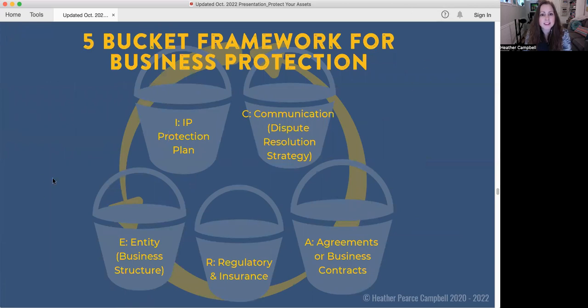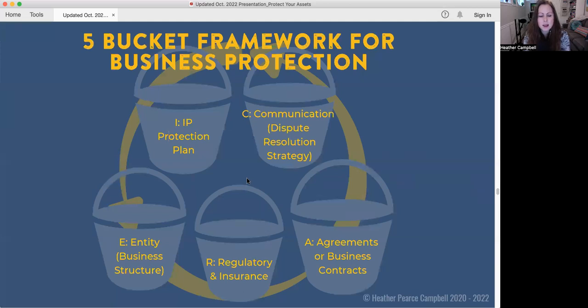So here it is again, the 5-bucket framework for business protection. When you have a legal need in your business, it fits within one of these buckets. Is it an entity issue? Is it a regulatory or insurance issue, right? And I realize insurance is not legal, but it definitely has overlaps, and when it comes to business protection it is really key. Right? A quick note on insurance.